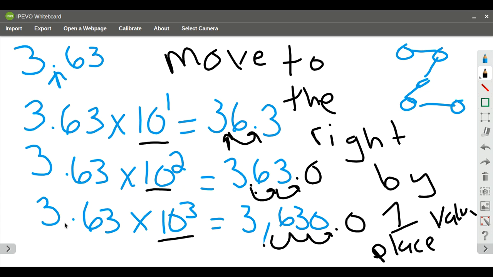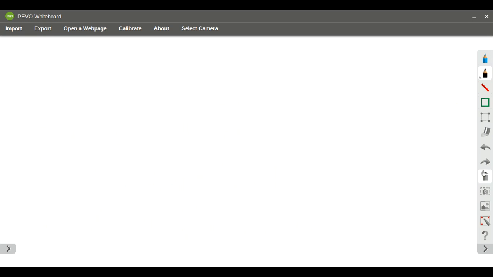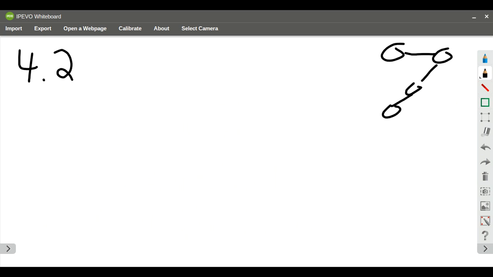Let's see if it holds true if we take a look at another example. The next example that we're going to look at is 4 and 2/10. Again, I'm looking to see if the pattern I described, that my decimal moves one place to the right every time I multiply it by a power of 10, is an actual pattern.